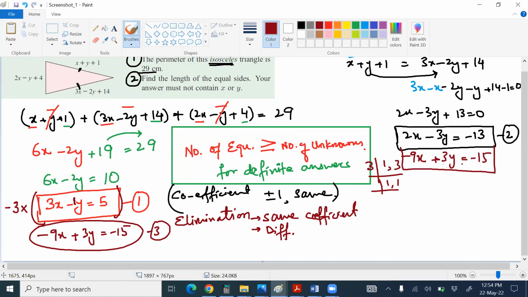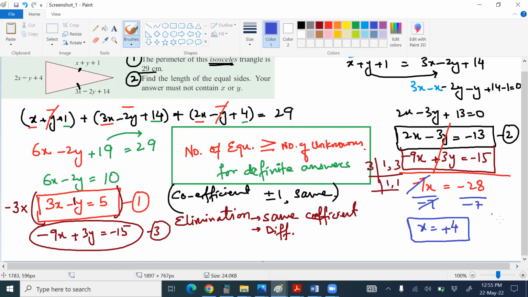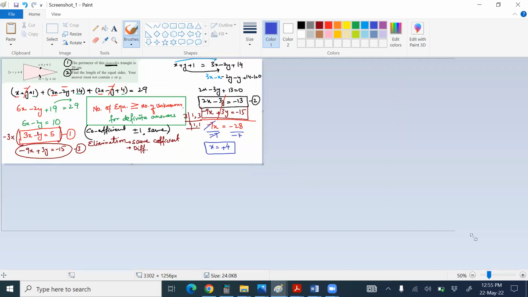Now, if you consider these two equations and you add them, positive and -3y cancel out. -7x is on the left side and -28 is on the right. Simplifying it further, you divide by -7 to get your subject x, which is positive 4.